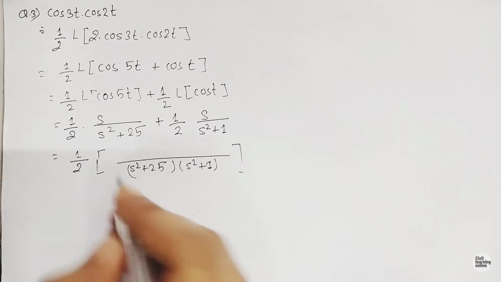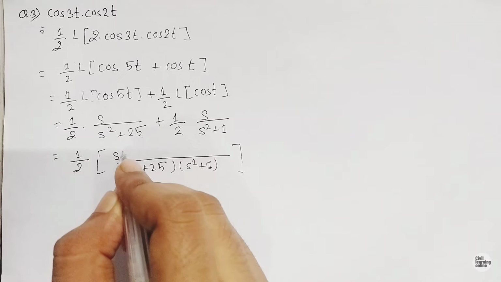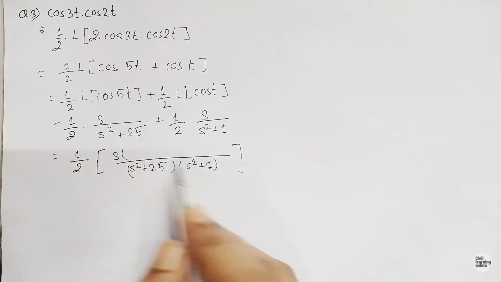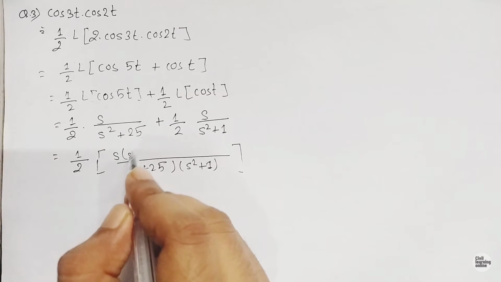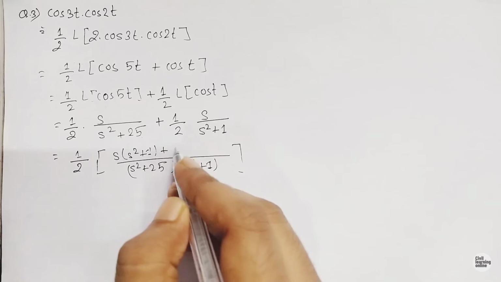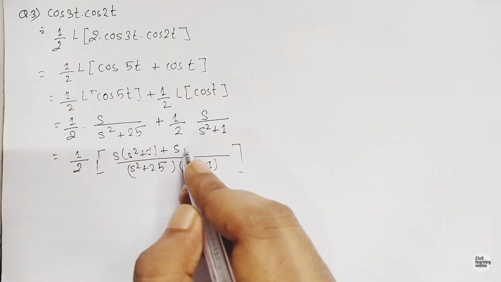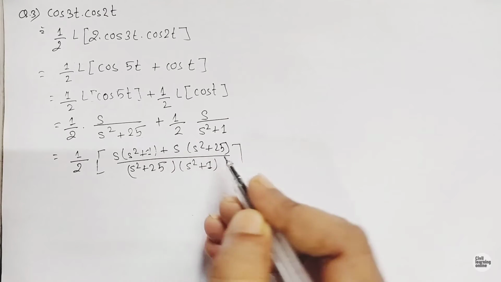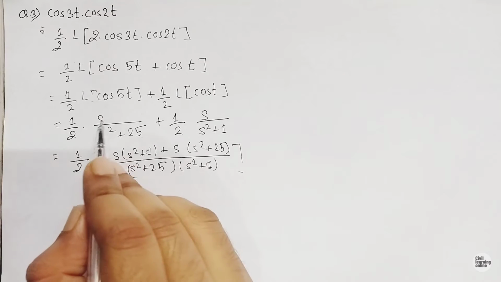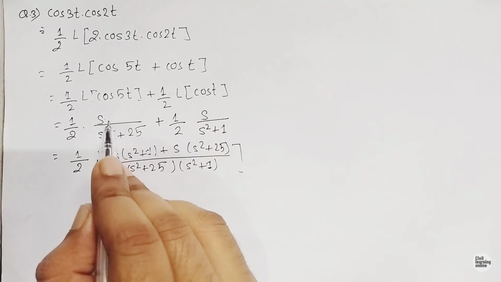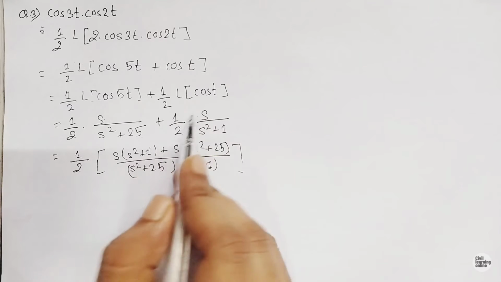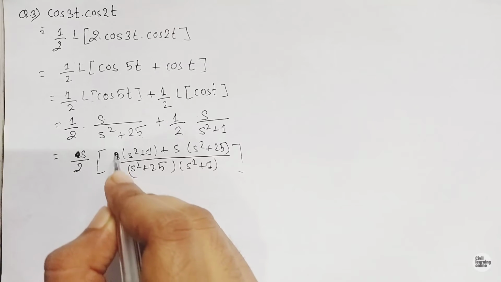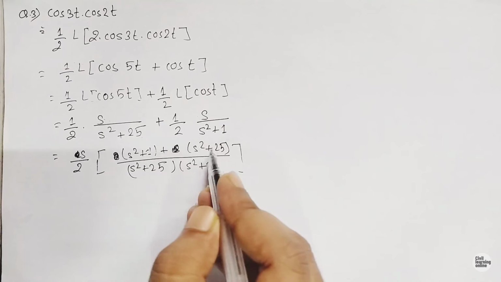Now we have numerator as s, so s is going to be multiplied with the remaining terms. Divide s square plus 25 times s square plus 1 by s square plus 25, the remaining will be s square plus 1, plus again we have s here, so s times s square plus 1 gets cancelled out, so we will have s square plus 25. It would have been better if we had taken s common, then the numerator would remain only 1. So let's take s as common. On taking s common, we will have s square plus 1 plus s square plus 25.